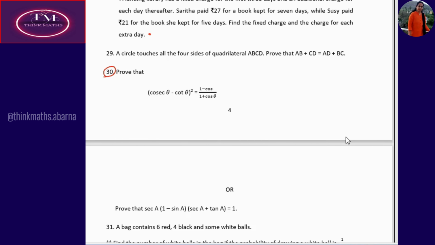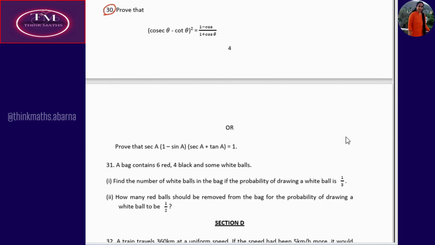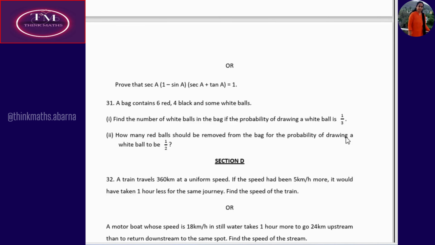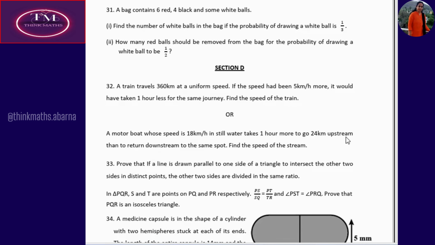So in 2 questions, you have internal choice in section C. Moving on to section D. These are 5 mark questions. We have 4 questions, so 4 into 5 gives 20 marks in section D. In section D also, 2 questions have internal choice. Question 32 has internal choice: you can answer either the first part or the second part. Question 33 is compulsory. You have 2 parts, and you have to answer both.